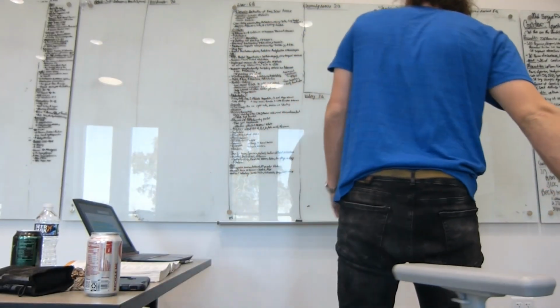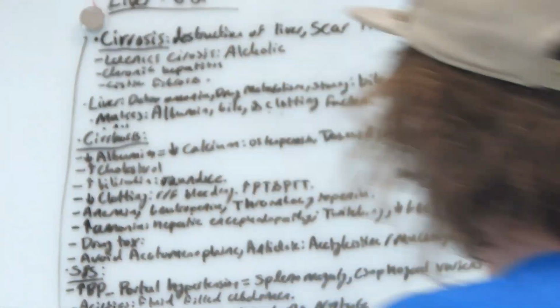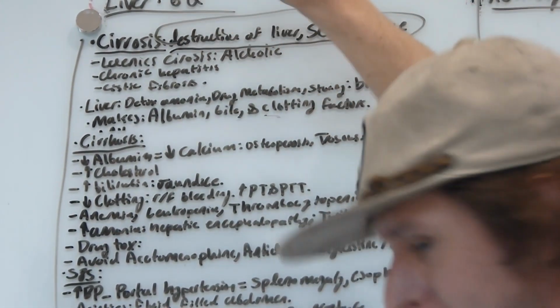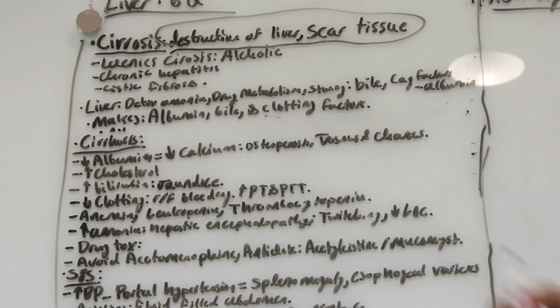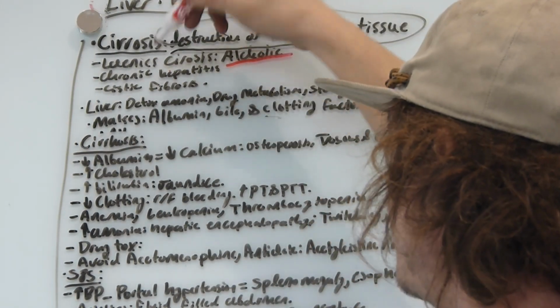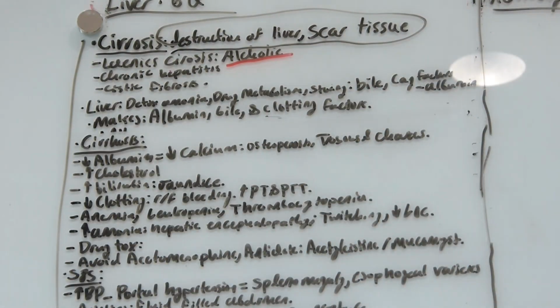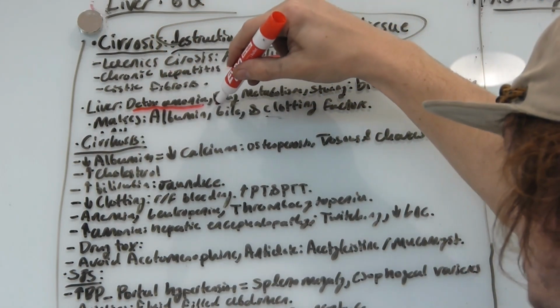So now we're going to go over liver, which is 6 questions. Specifically, we're talking about cirrhosis. So let's get into it. Cirrhosis, we have destruction of the liver, and we get scar tissue with this. For pathophysiology, we're not going to cover it too much. You've got Laennec's cirrhosis, which is alcohol, where you're drinking too much alcohol. Chronic hepatitis can cause cirrhosis, and cystic fibrosis can also cause cirrhosis. So, the liver, what does it do? It detoxes ammonia. It does drug metabolism.